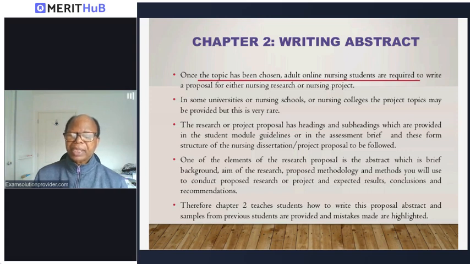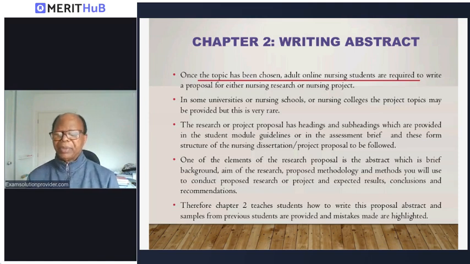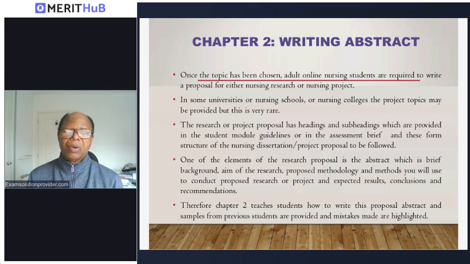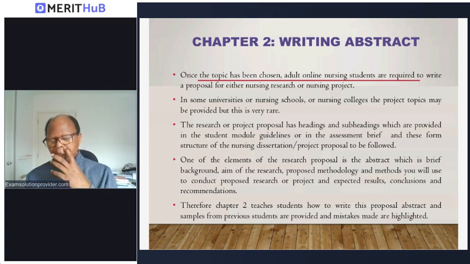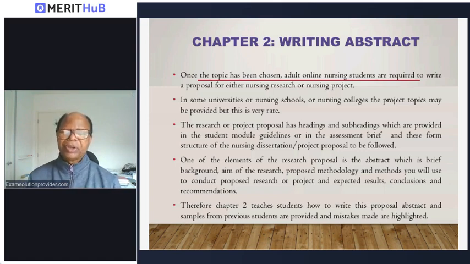Now, in most cases, these are going to be provided in your student guideline, module guidelines, or in the assessment brief that you were provided. The importance of these headings is that they provide the structure of your proposal. So you must follow them. It's strange that students come and say, what structure should I follow? But it's clearly indicated in either the assessment brief or the student module guidelines. So read these materials. They have been provided to you so that you can make use of them.